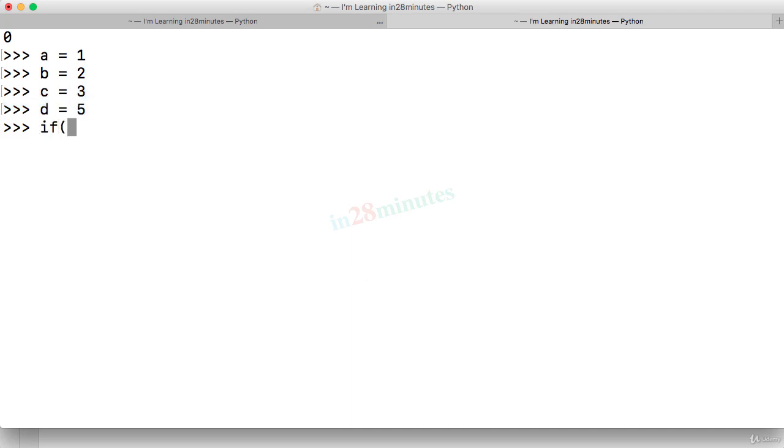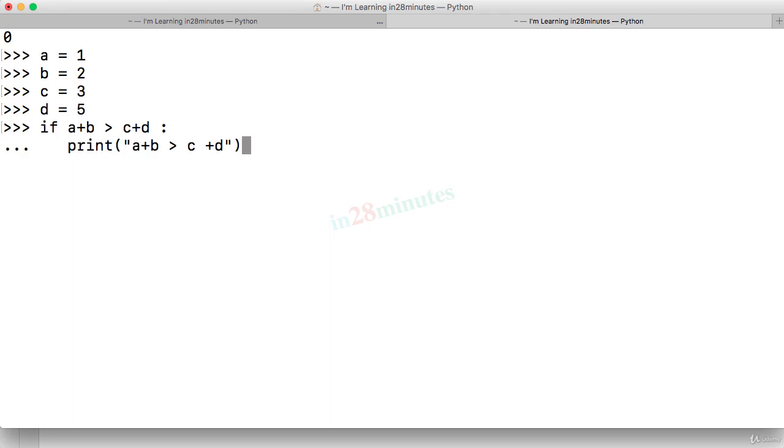It's very simple, right? So if A plus B is greater than C plus D. Actually, I don't need a parenthesis in an if in Python. So I can write something of this kind: if A plus B is greater than C plus D, I would want to print "A plus B is greater than C plus D".